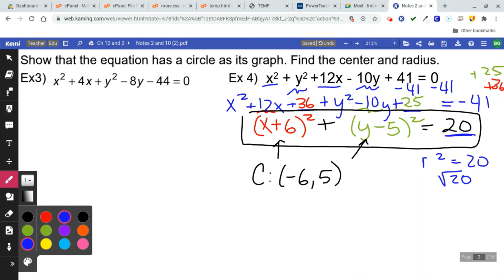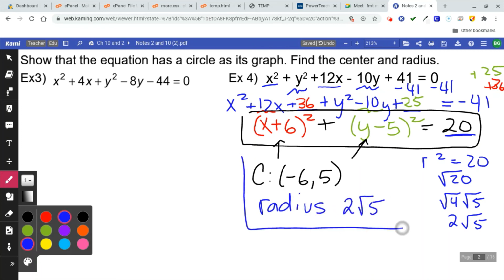The radius is the square root of 20, but normally we'll simplify that, clean that up. Square root of 4, square root of 5, that's 2 times the square root of 5. So we would say the radius of this circle is 2 times the square root of 5. There we go.